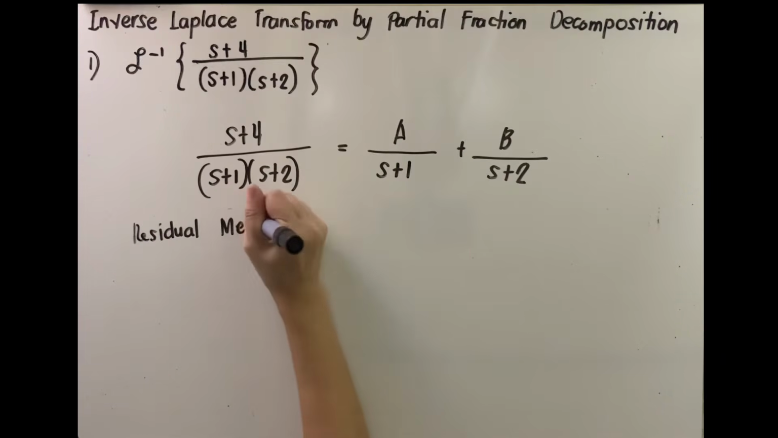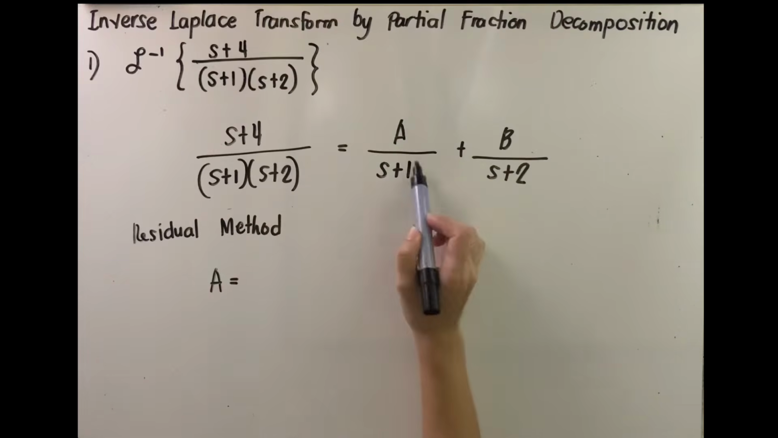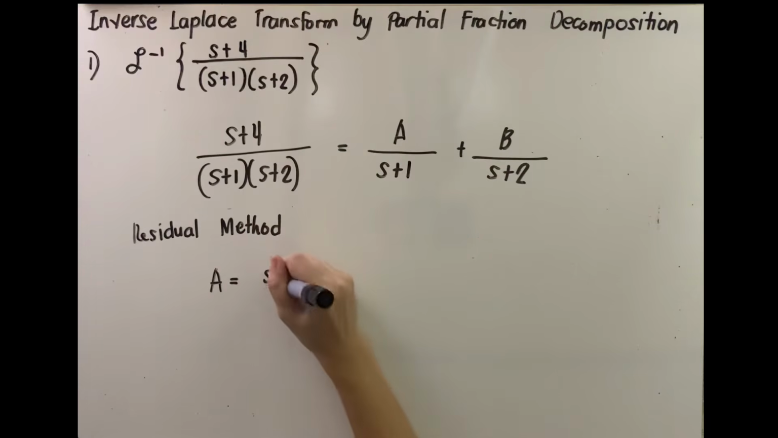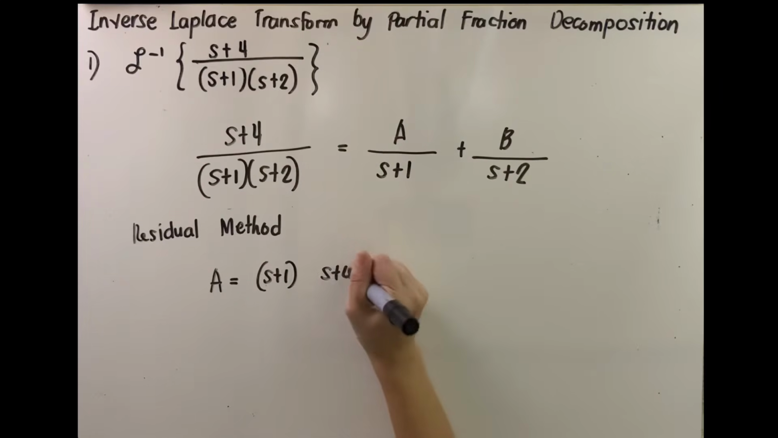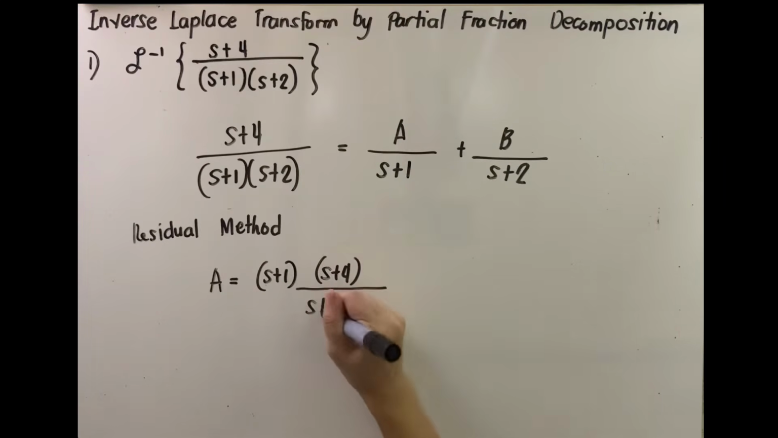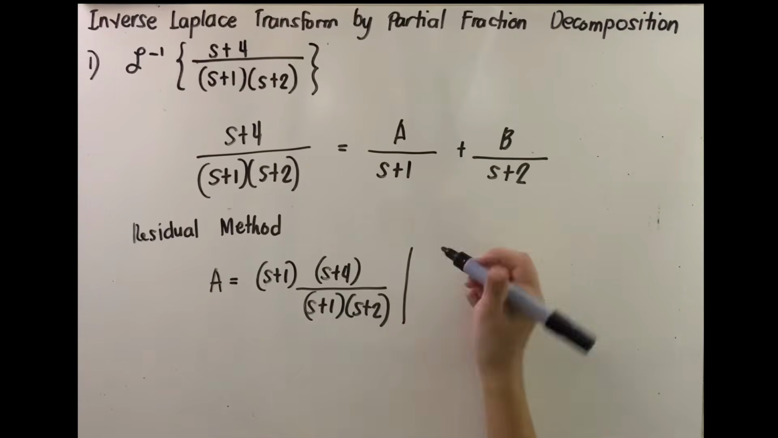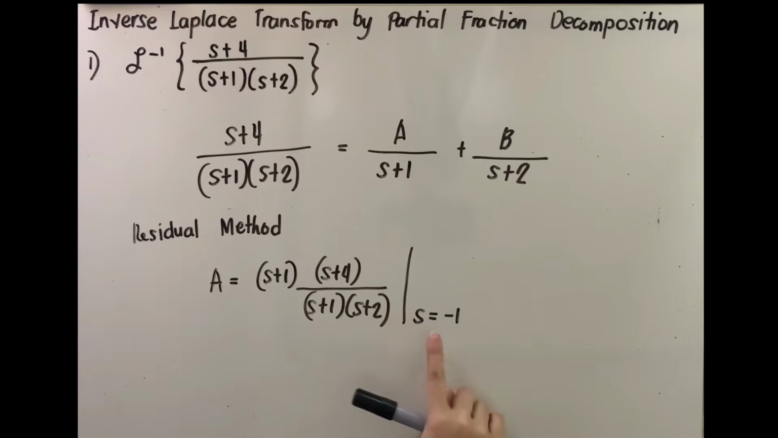wherein if you're going to solve for a, for example, you're going to multiply its denominator to the given. So, ang mangyayari ngayon dito, you get s plus 1 multiplied by the given, which is s plus 4 over s plus 1 times s plus 2. And then, substitute s equal to -1. In place of s, you will substitute -1.